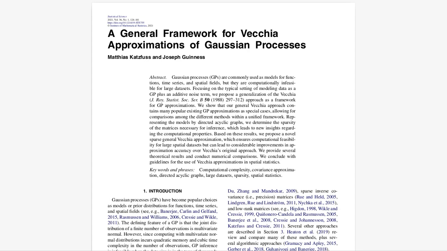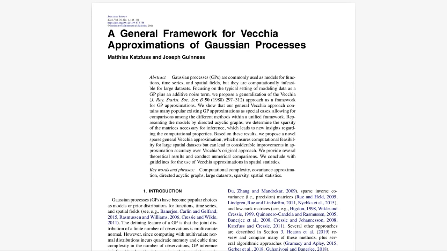Vecchia approximations work best for data that exhibits some degree of smoothness or spatial correlation. Smoothness. So data where the values change gradually rather than jumping all over the place. Exactly. If your data is super erratic and doesn't show any clear patterns, Vecchia approximations might not be as effective. So we need to know our data. Absolutely. It's crucial to understand the characteristics of your data before diving into these methods.